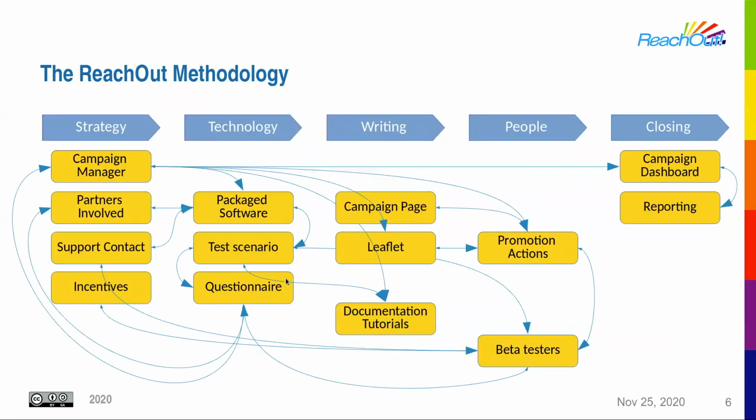So at ReachOut, we've developed an entire 5-stage methodology to help you implement your own beta testing campaign. All the details are on the ReachOut website, but in short, this covers the phase of deciding the objective of the campaign and the role of the partners. So that's more the strategy phase, and then a technology phase where you prepare the software for beta testing. You write the documentation, communication material, the questionnaire, and then you actually engage with the beta testers and you manage them. And finally, you analyze the results and you share those results.